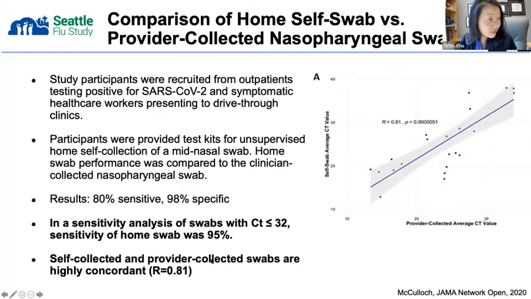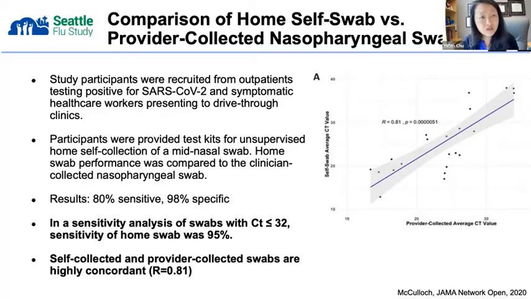This was some other work that we did. This is actually led by Denise McCulloch, who just finished her fellowship in my lab, and she really wanted to answer the question of, when you take this sample from the home in an unsupervised way, how concordant is it with a sample that's collected through routine clinical care, like an NP swab that's stuck up your nose? And she found that these samples were highly concordant, that in fact a home collected swab was 80% sensitive and 98% specific compared to one that was collected in the hospital.